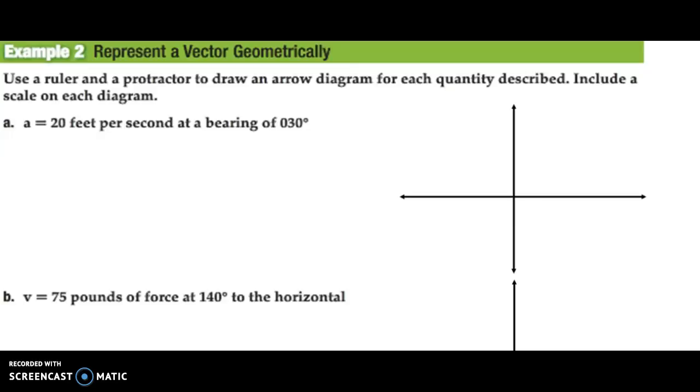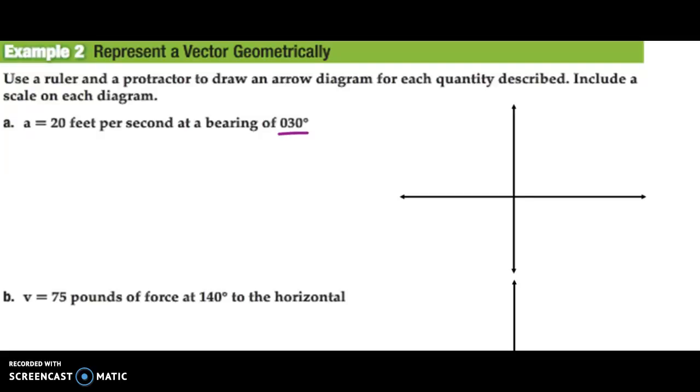So, use a ruler and protractor to draw an arrow diagram for each quantity described. Include a scale on each diagram. Now, I'm not going to expect you to use a protractor, but I am going to expect you to use a ruler so that you can draw your scale, because that is important for this part. If I look at this one, it says 20 feet per second at a bearing of 30 degrees.